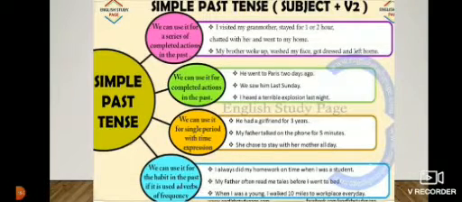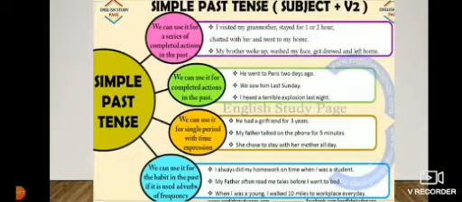The next one, when the action is for a single period of time with a time expression, like he had a girlfriend for 3 years. My father talked on phone for 5 minutes. She chose to stay with her mother all day. So this is a single period of time. That is why we are using simple past tense.